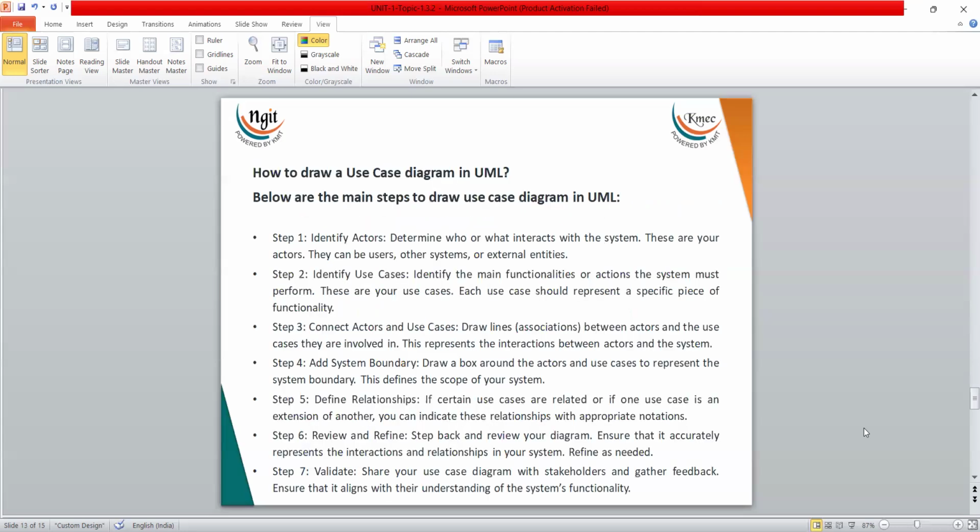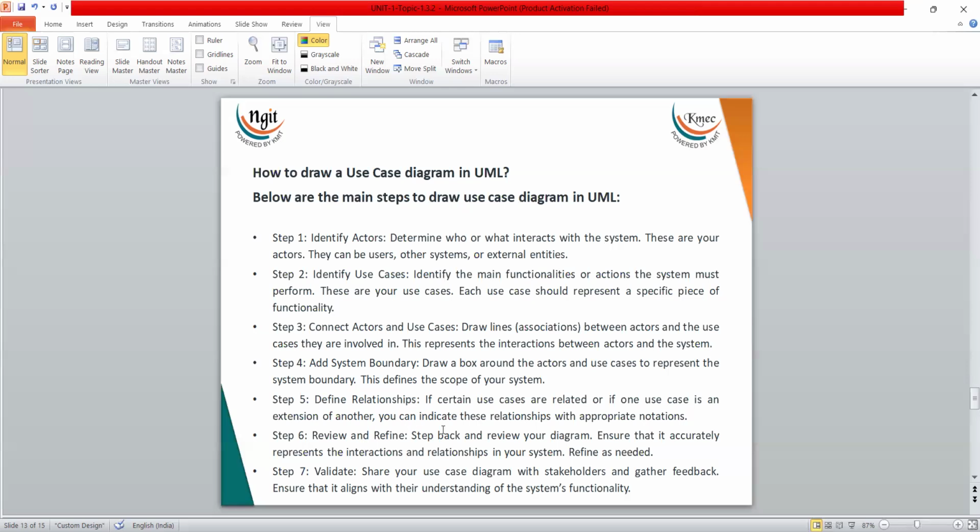Coming to the next one, how to draw the use case diagram in UML. Follow these steps. The first one is to identify all the actors in the system. The second is to identify the use cases. The third is connecting the actors and use cases by using relationships. Next is adding the system boundary. The boundary can be represented with a system, that is, a rectangle box. And the next one is to define the relationships among the use cases.